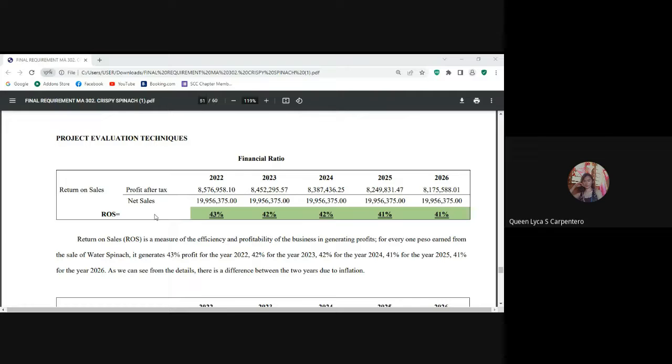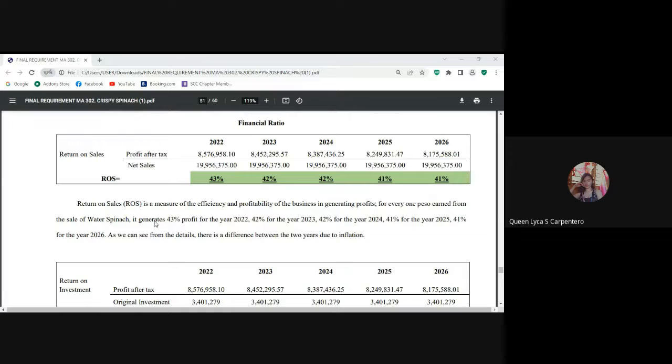The return on sales is a measure of efficiency and profitability of the business in generating profits for every 1 peso earned from the sale of water spinach. So it generates daw na kato daw sa 2022 na 43%, sa 2023 42, up to 2024 42 po, then sa 2025 o 2026 kay 41. So as we can see from these details, there is a difference between 2 years due to inflation.